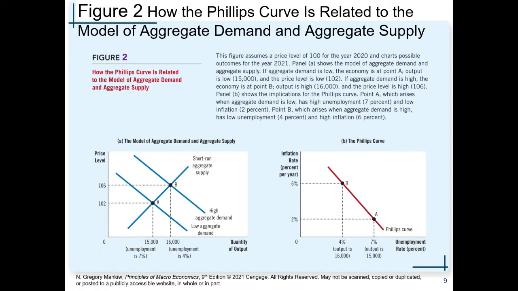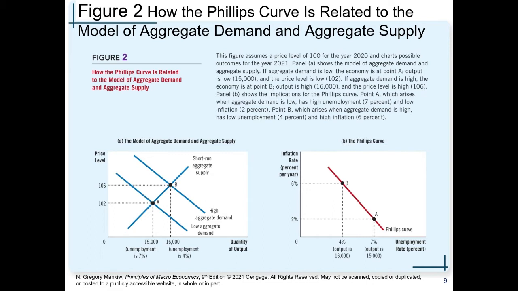Increases in the money supply or increases in the government spending, cuts in taxes, they will all expand the aggregate demand and move the economy to a point on the Phillips curve with a higher inflation and lower unemployment. So an increase in the money supply, increase in government spending, or cut in taxes is going to move from point A to point B, where we have higher inflation and lower unemployment.